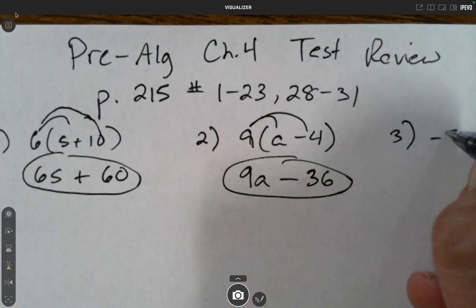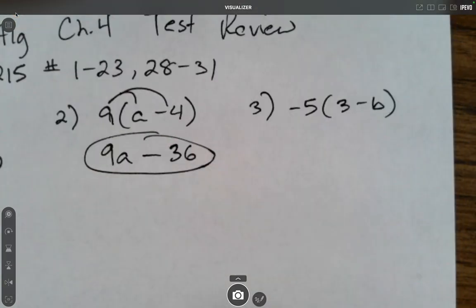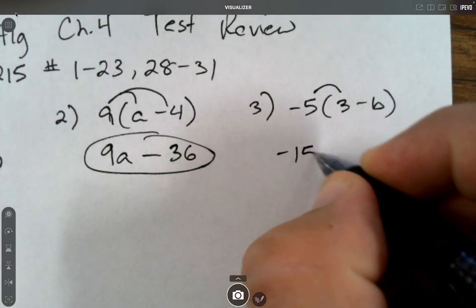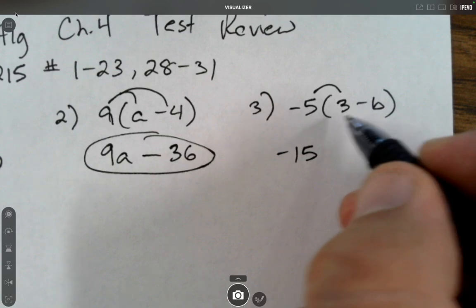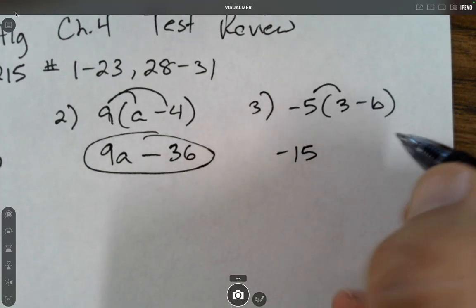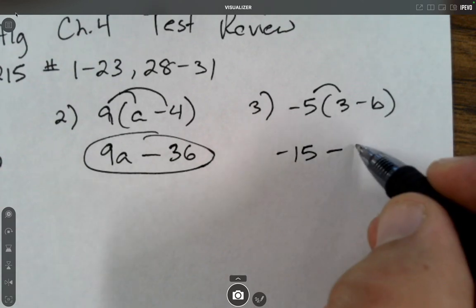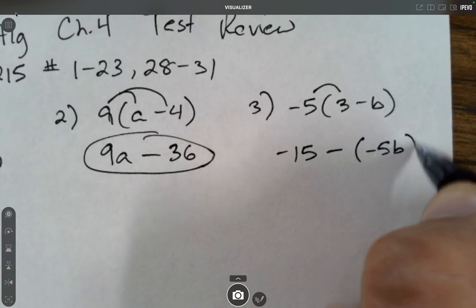Three, we have negative 5 times 3 minus b. So we do negative 5 times 3, which is negative 15, because if the signs are different, one's negative and one's positive, the answer is negative. Then I copy this minus sign. Then negative 5 times b is negative 5b.